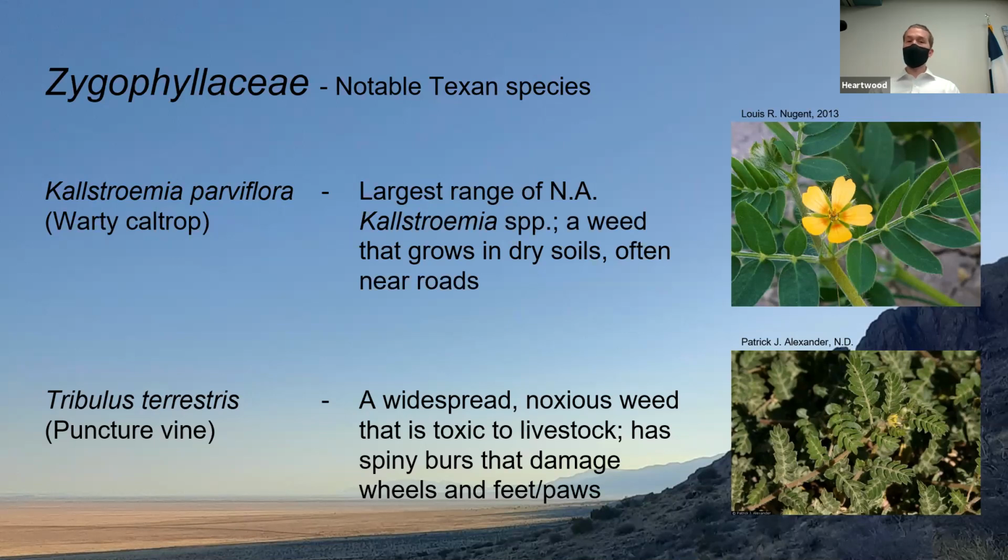Whereas Tribulus terrestris and the closely related species Tribulus cistoides are both noxious weeds that are widespread all over the United States, as you saw in that previous range map. And they're toxic to livestock and have spiny burrs that can damage wheels, feet, and paws or hooves. So Tribulus terrestris is really annoying. And there's some specimens up here if you want to look at the spiny burrs on the plants, as well as the other plants that Alex and I brought today.